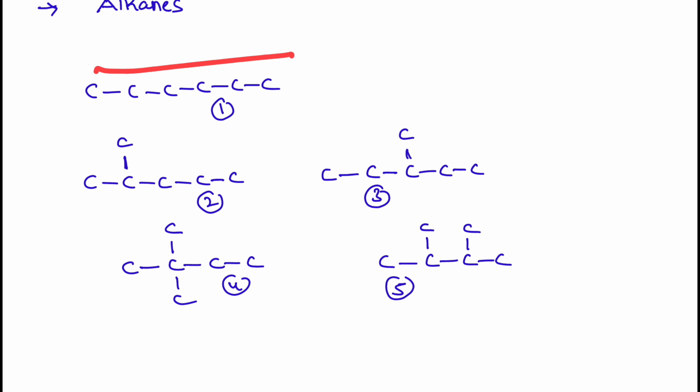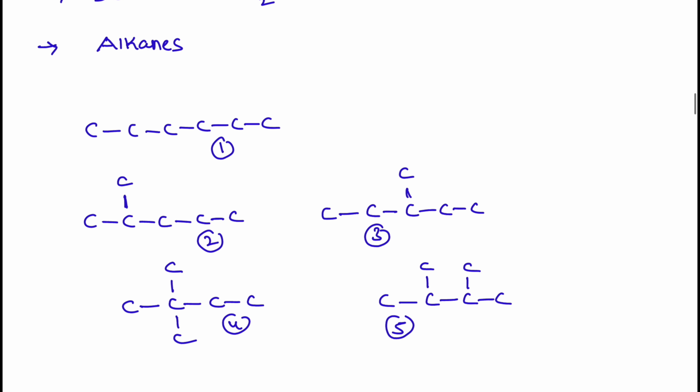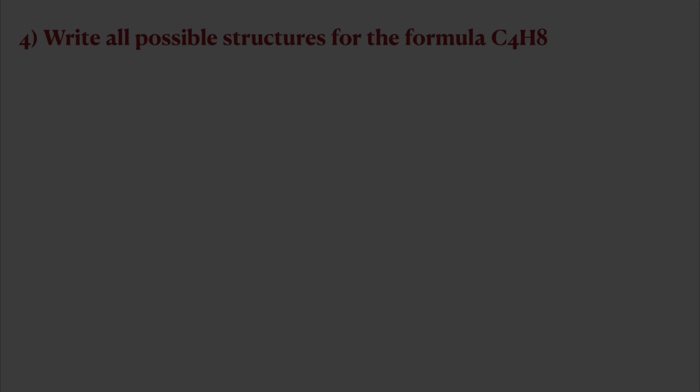Quickly, n-hexane, this is 2 methyl pentane, 3 methyl pentane, 2,2 dimethyl butane, 2,3 dimethyl butane. These two are definitely chain isomers. These two are positional isomers. These two are positional isomers. 2 and 4 are chain isomers. 3 and 5 are also chain isomers. So this is about C6H14. Ultimately your answer is 5. Let us move on to the next question.